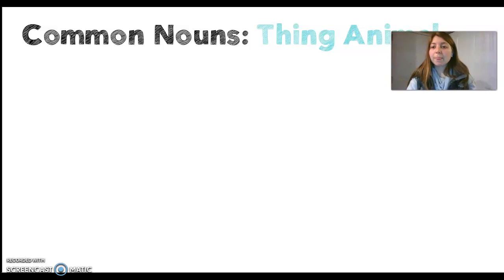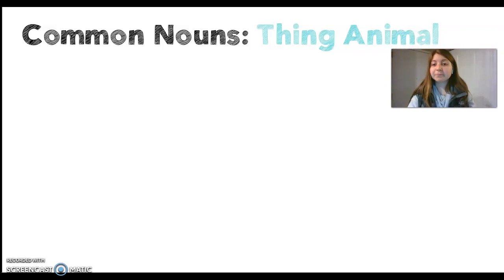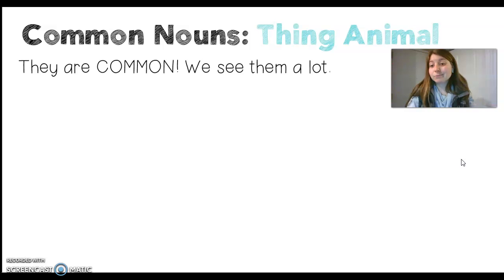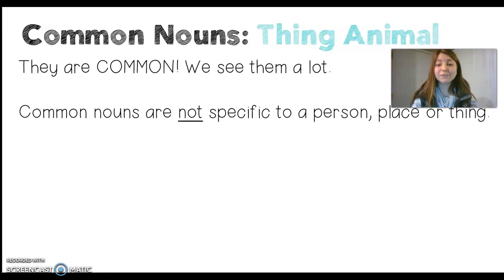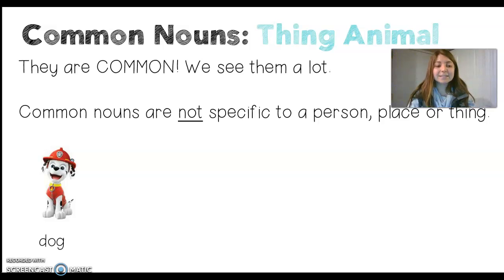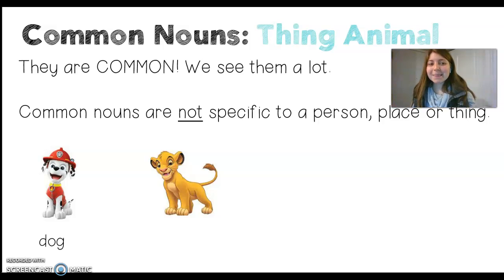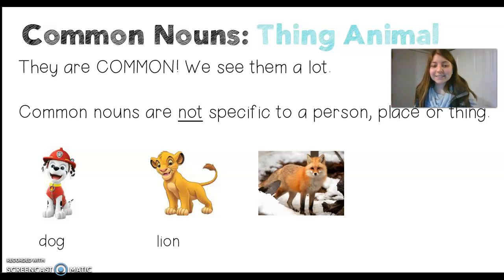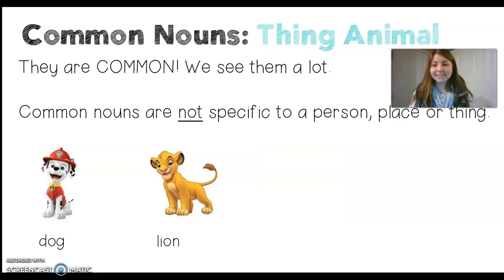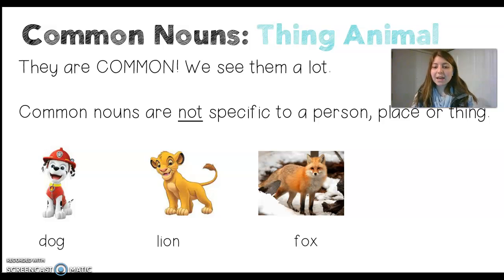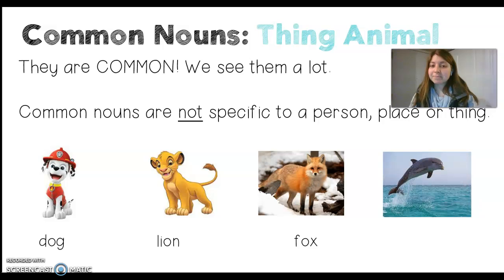So now we're going to talk about things. Remember, we have common nouns, we have things, we have animals, and objects. So for animals, we see animals everywhere. They are very common. This shows a picture of a dog. How could we describe this as a common noun? Not specifically, it's a lion. This common noun we would describe as a fox. That's what the animal is. It's a fox. And this is a dolphin.